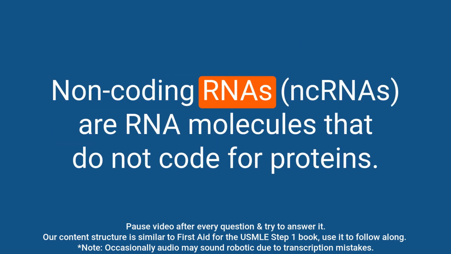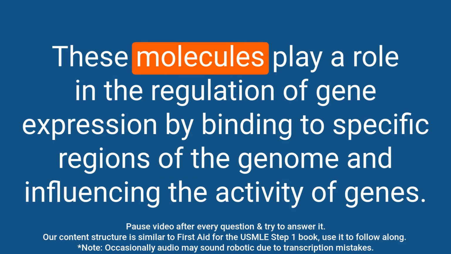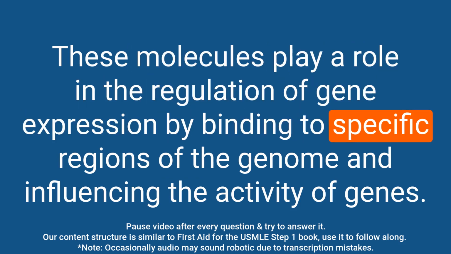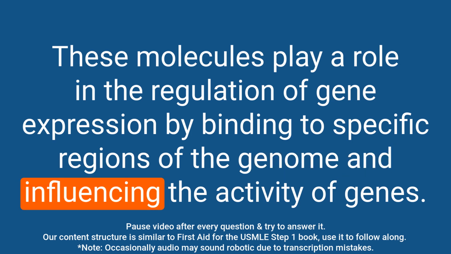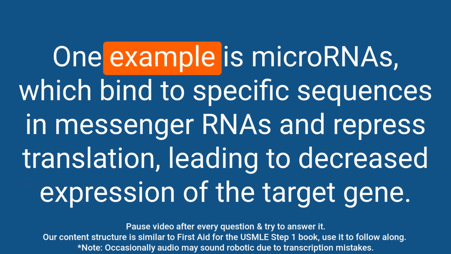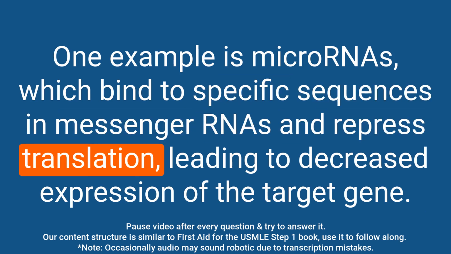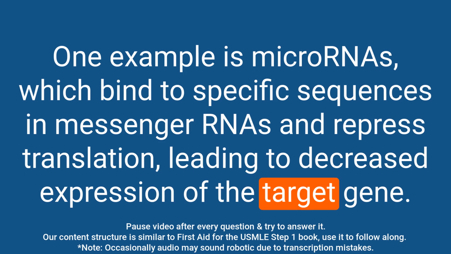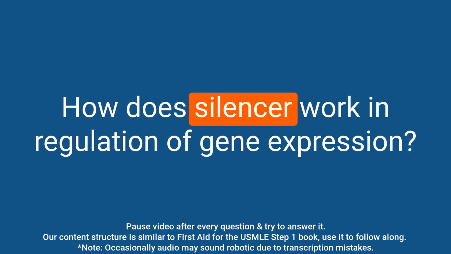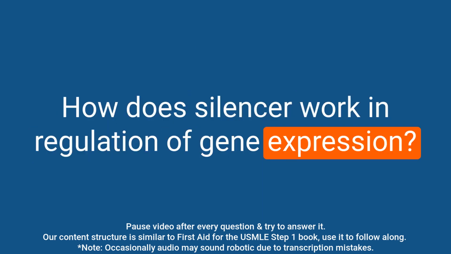Question: what role do noncoding RNAs play in the regulation of gene expression? Answer: noncoding RNAs are RNA molecules that do not code for proteins. These molecules play a role in the regulation of gene expression by binding to specific regions of the genome and influencing the activity of genes. One example is microRNAs, which bind to specific sequences in messenger RNAs and repress translation, leading to decreased expression of the target gene.